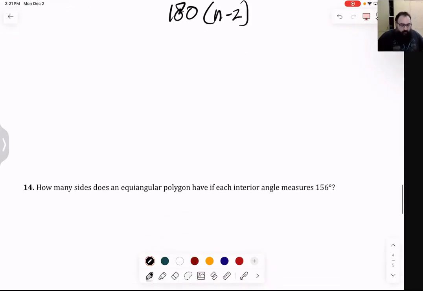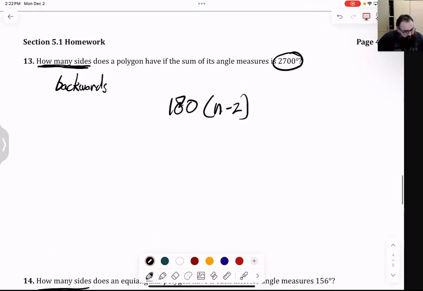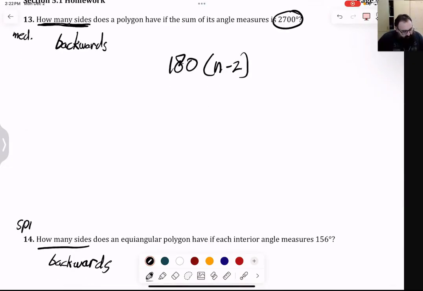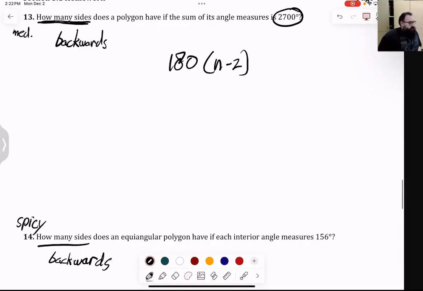This one is also backwards. The 13 is kind of a medium question. 14 is definitely going to be a spicy question. So just know you'll struggle more with 14 than you do 13. But with that, I'm all done. Do you guys have any questions? All right. Perfect.